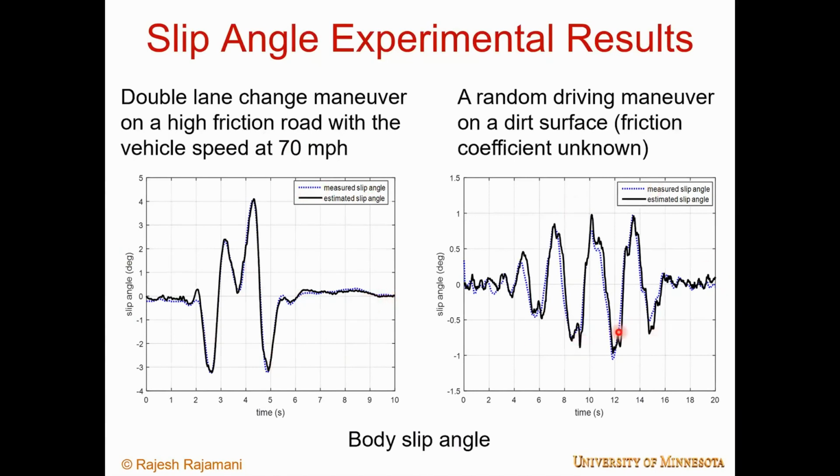On the right hand side, a different kind of random driving maneuver on a dirt surface. This is basically a dirt road, not a paved road. So the friction coefficient is unknown. The friction coefficient was not necessarily low here, but it was just unknown. It wasn't a paved road, and we were still able to do a pretty good slip angle estimation on this surface.